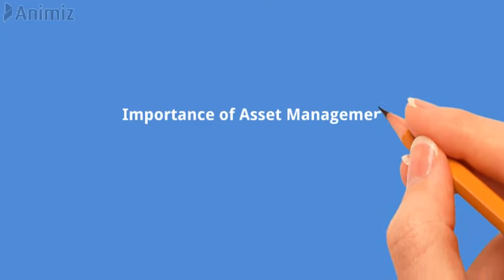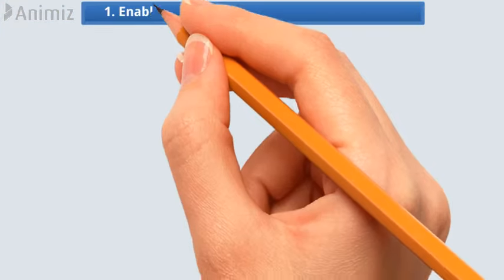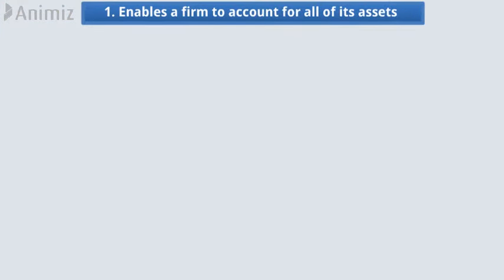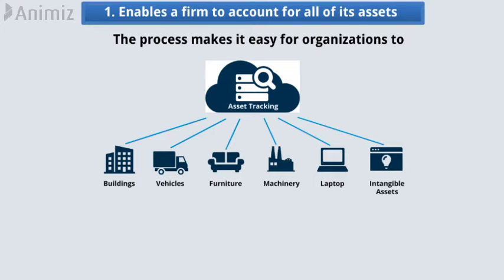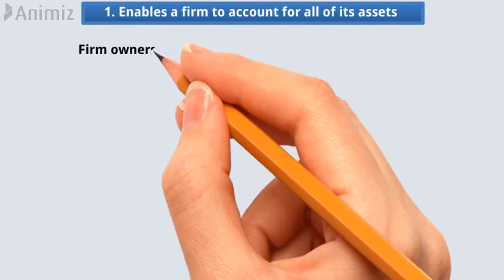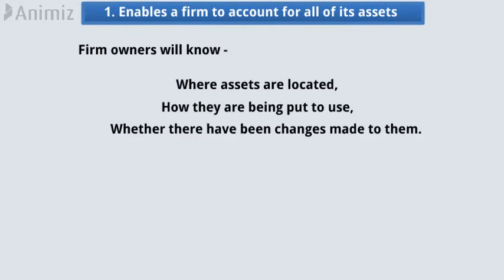Importance of asset management. 1. Enables a firm to account for all of its assets. The process makes it easy for organizations to keep track of their assets, whether liquid asset or fixed. Firm owners will know where assets are located, how they are being put to use, and whether there have been changes made to them.